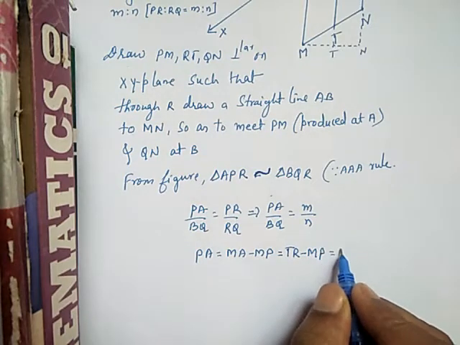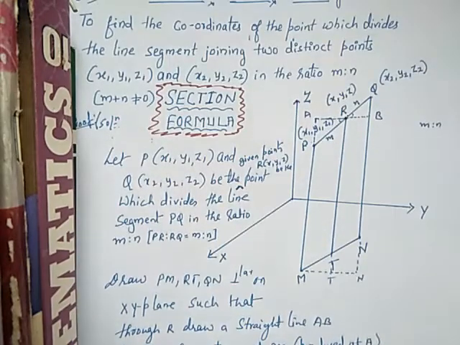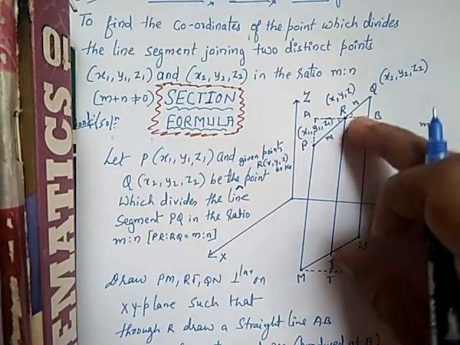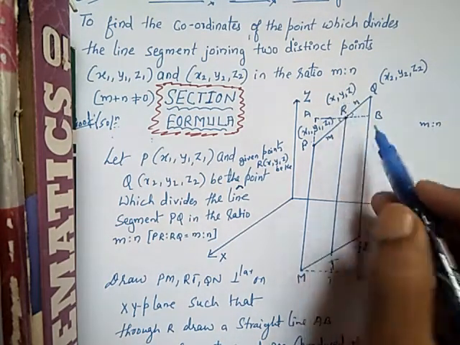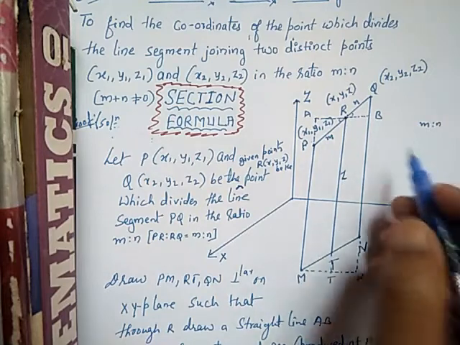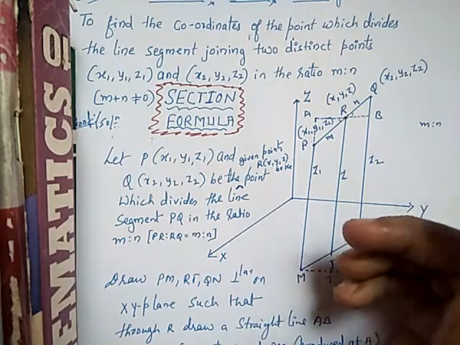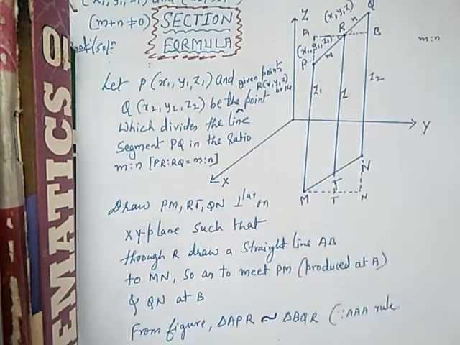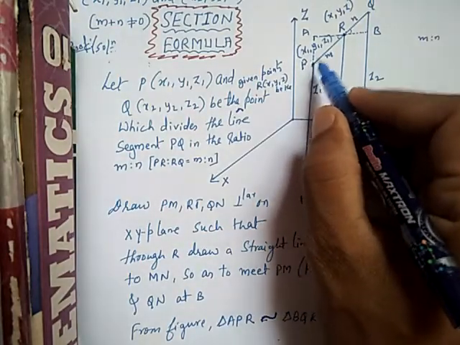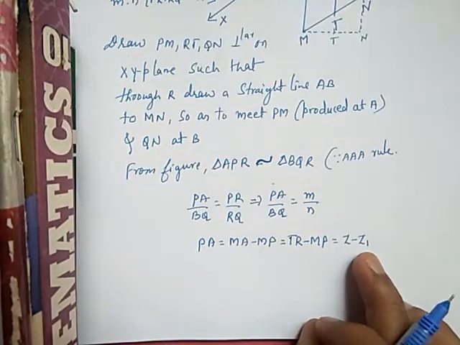So this can be written as Z minus Z1. TR minus MP means, TR means what? This distance is in an ordered triplet, meaning it is in 3D space, XYZ. This distance is Z2 and this Z distance is Z. Now MP, what is MP? MP means from here to here, this point is x1, y1, z1, so this distance is z1. That is the reason I have taken TR as Z and this as Z1.